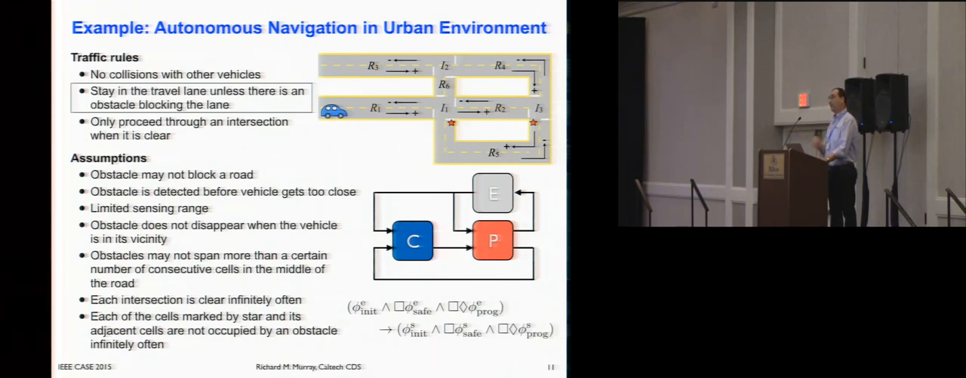And it's not satisfiable because we need another assumption, and that assumption is sort of hidden down here. That assumption says that an obstacle should not disappear when a vehicle is in its vicinity. Why do we need that? Because suppose I'm driving up and I see a car, and I move to the side and get out of the lane, and then this car just magically disappears. I'm now not in my travel lane for no good reason. There's nobody in the lane next to me. Why didn't I get back in?